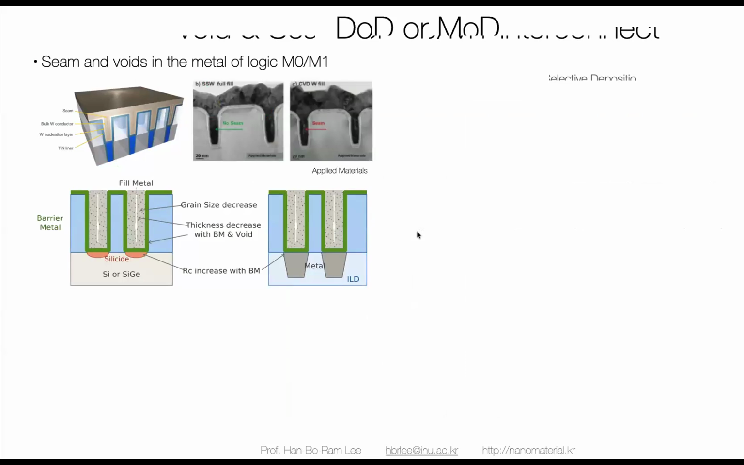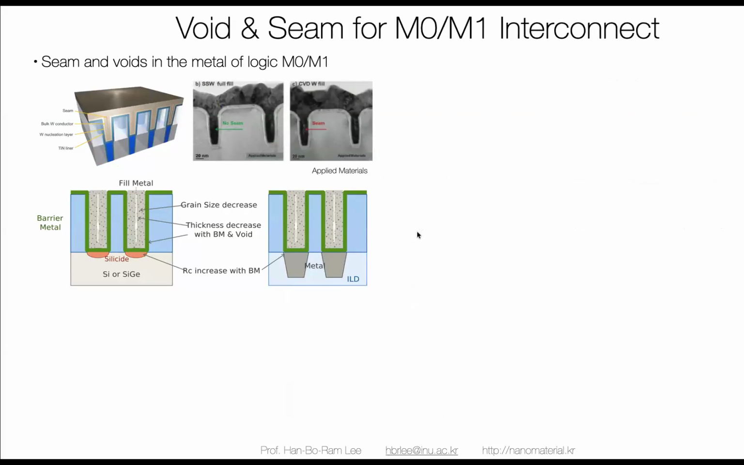And let's move on to the void and seam formation on the M0 and M1 line. As you can see, this is the M0 and M1 line. Because ALD is a highly conformal film deposition, that is a problem for making a via on a very narrow line, because the deposition is very conformal. As a consequence, we only have a very small portion of seam and void inside the metal line. So this is very problematic at really small via sizes.